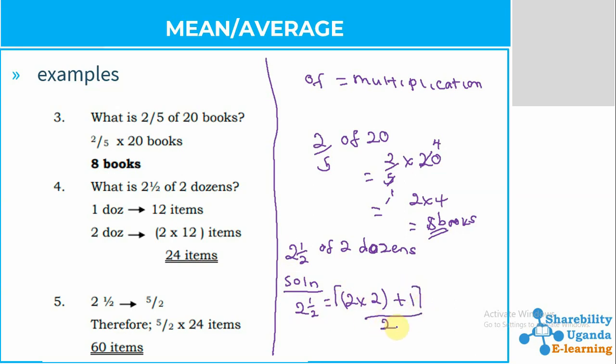Then divide by what? Divide by 2. So here we shall be able to get our 2 times 2 plus 1, it is 5 out of 2. So this is the fraction. But they told you this whole number of 2 what?